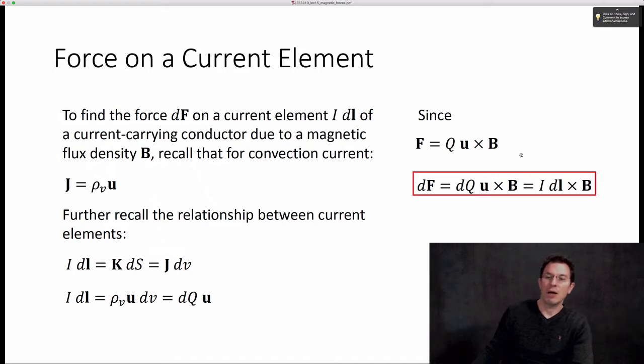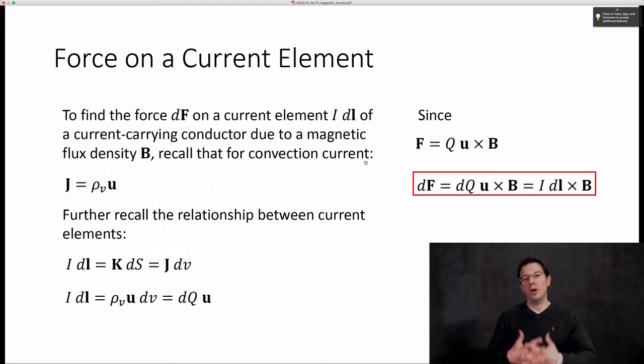So it turns out that a little differential current element, I dL, feels a differential force that is equal to I dL cross B, like that. So we've answered this question: what is the differential force felt by a differential current element I dL in the presence of a magnetic field? Right here, this expression tells you the answer to that question.